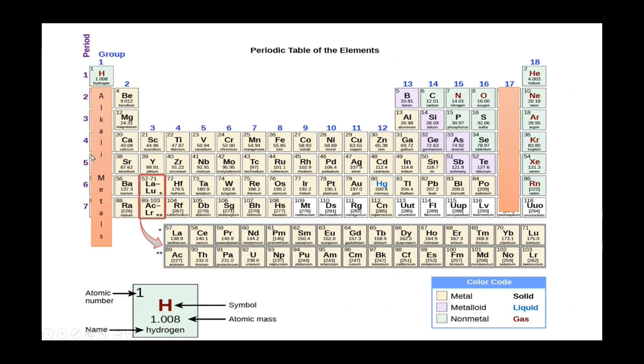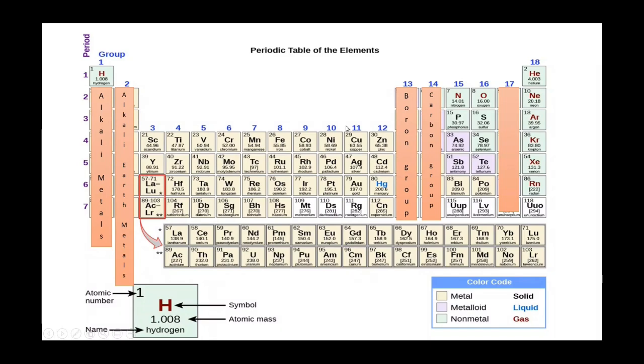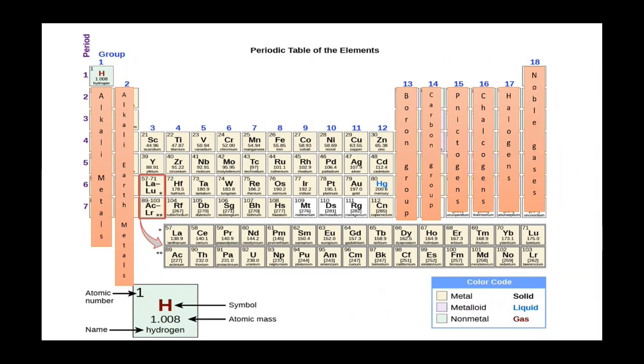Okay, so in this group 1, we have alkali metals. So hydrogen is not included in the name because this one is a non-metal. Then for group 2, we have alkaline earth metals. And in the middle, class, this one is called transition metals. And for here, we have the boron group, the carbon group, the pnictogens group, and then chalcogens, and then the halogens. And the last one, the most stable one, is the noble gases.